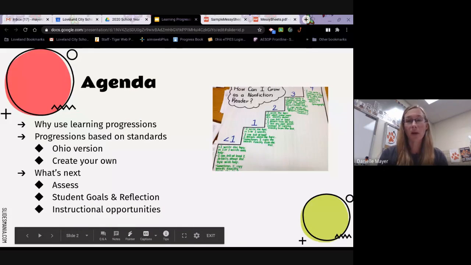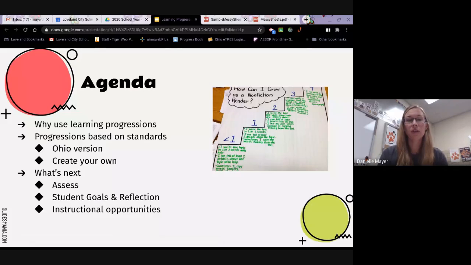We're going to talk a little bit about why we should use some learning progressions. We're going to design some progressions based on our standards. Ohio has a version. You can create your own. Then we're going to say we have these really great progressions. Now what's next? How do we assess and figure out where kids are? How do we set goals and give them the opportunities to reflect? And then share some specific instructional opportunities.